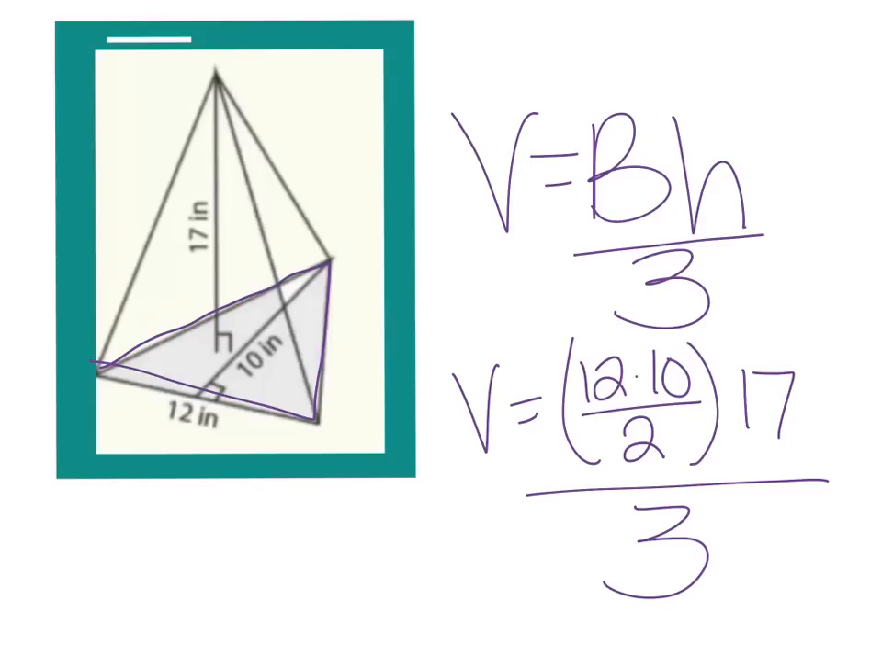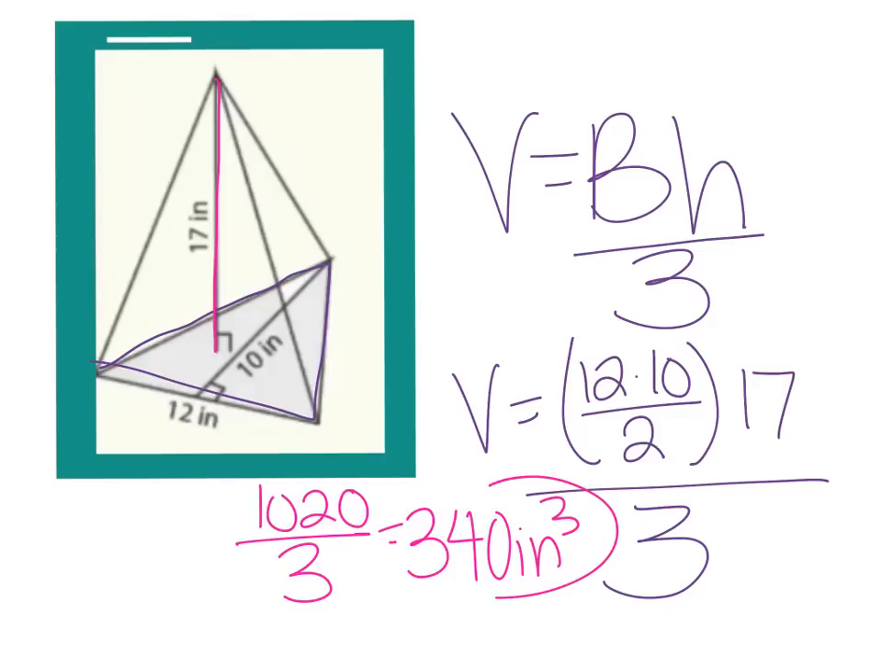For this one, something to notice is where your height is. It's straight down the middle. We're not doing surface area, so it's not our slanted height, the height of the triangle on the side. It's the actual height of the whole shape, okay? So 12 times 10 divided by 2 gives you 60, times 17 gives you 1,020, divided by 3 gives you 340 inches cubed. Now you're going to finish the Google Slides and then you'll check them.